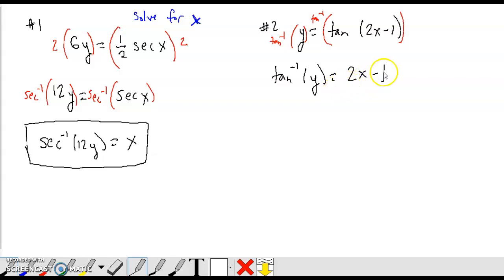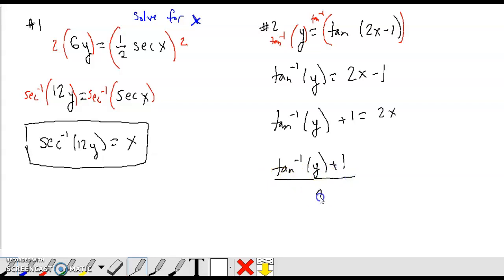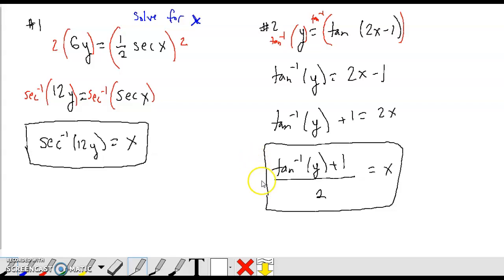And we would solve it just like we would solve normally. We're going to add 1 to both sides. So inverse tangent of y, plus 1, is equal to 2x. And again, make sure that you do use parentheses. We don't want that plus 1 to be with the y. We're going to divide by 2. So the inverse tangent of y plus 1, all over 2, and that is our answer, is equal to x. All right, so again, we don't know what y is, so we can't take this any further.